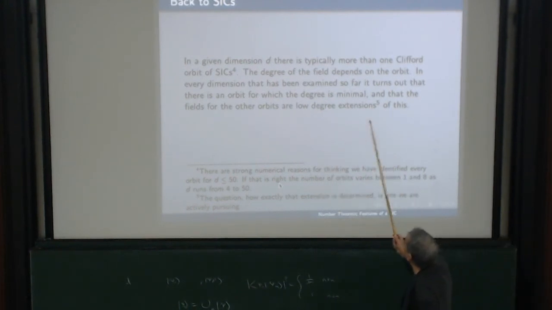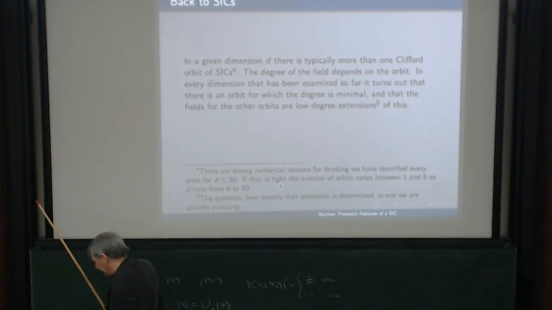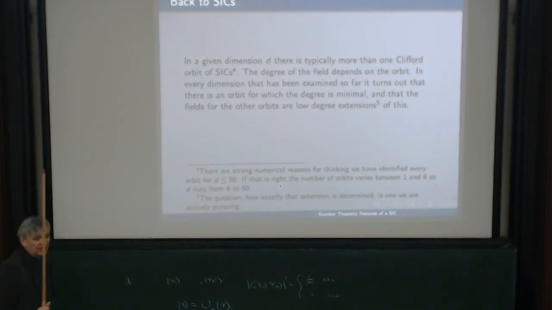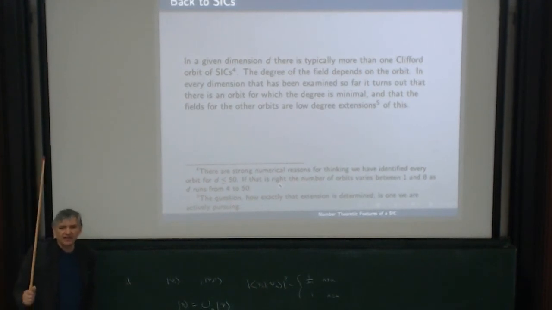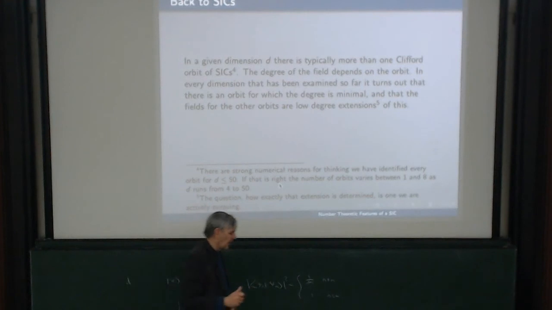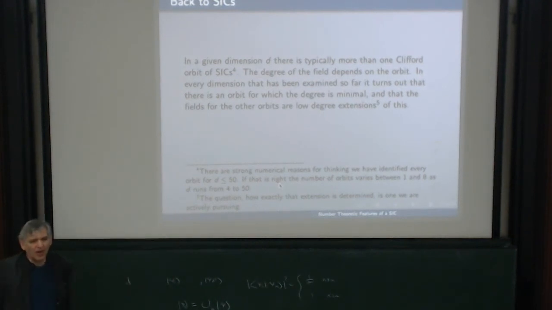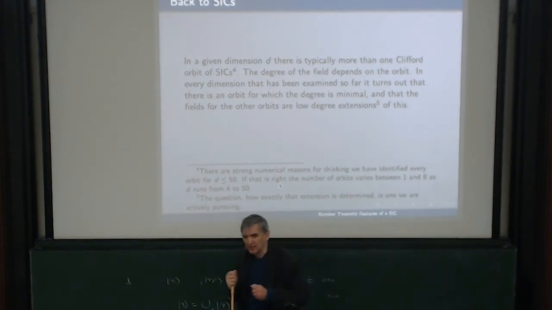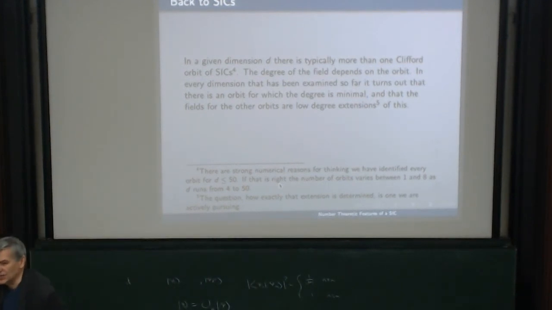Now, for a given dimension D, there are a finite number of Clifford orbits. We think that we've actually got every Weyl-Heisenberg SIC in dimensions 4 to 50, and in those cases the number of distinct Clifford orbits is 1. So it's a small number. In all these cases, when you actually look at the exact solution, there's one orbit. The number field it generates has a certain degree, and the fields seem to be low degree extensions of that, so they contain it, and you get them just by adding a single additional generator, which is just a square root of a prime number.